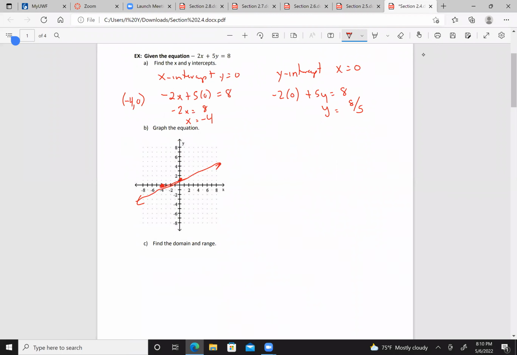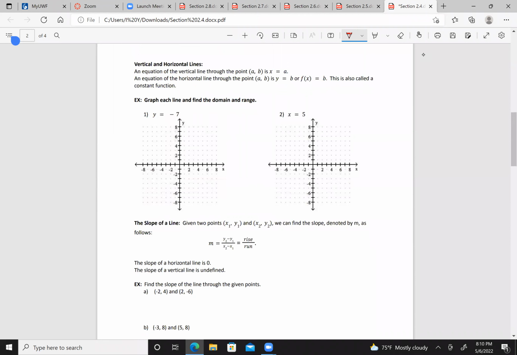Now we want to know the domain and range. Well, the domain, remember, is the possible values of x that will work for this equation, which in this case is all reals, negative infinity to infinity. Likewise, the range is the possible values of y, and again, it's all reals, because the line keeps going up on one side and down on the other, and it keeps going in both directions, making our domain all reals.